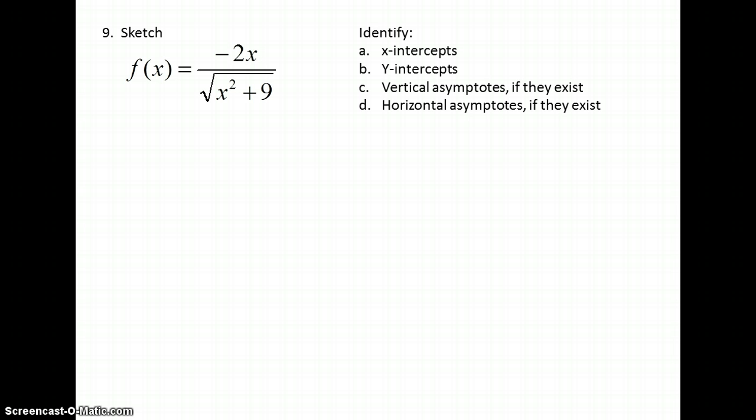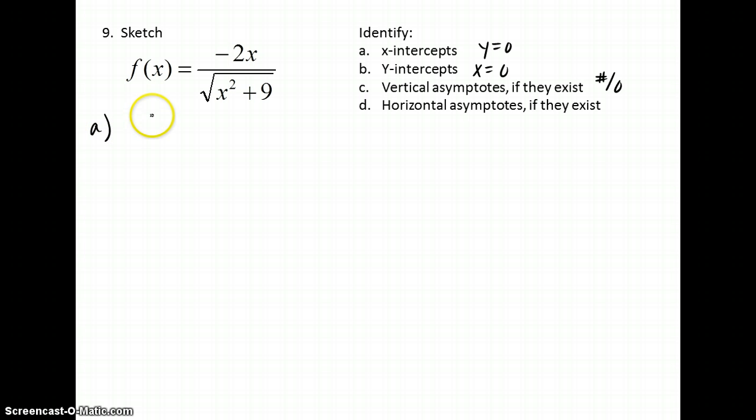Okay, number 9, sketch this function. To do so, identify the x and y intercepts, vertical and horizontal asymptotes if they exist. So x-intercepts occur when y is equal to 0, y-intercepts occur when x is equal to 0, vertical asymptotes occur when you have a number over 0, and horizontal asymptotes are our limits at infinity.